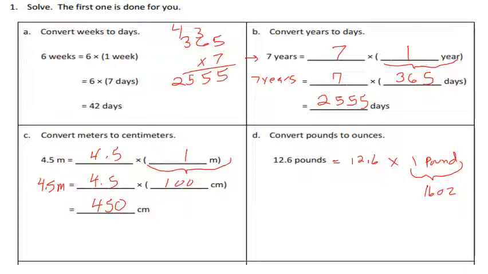On D, we're converting pounds to ounces, so 12.6 pounds equals 12.6 times 1 pound. Now 1 pound, we're moving it to ounces, equals 16 ounces. So we have 12.6 times 16 ounces.